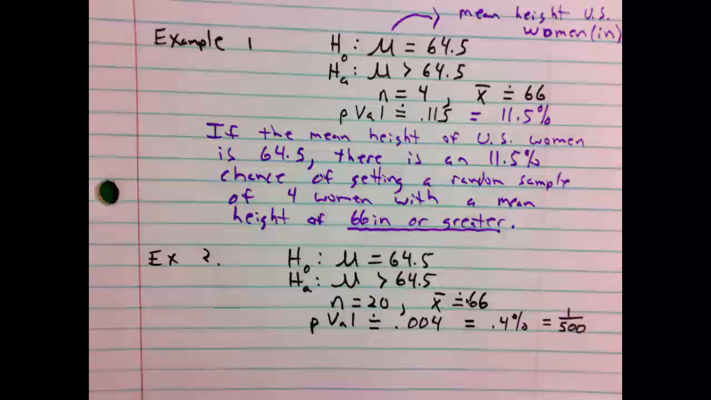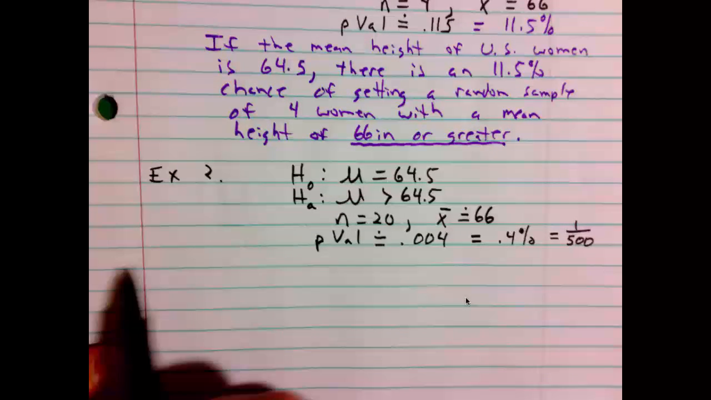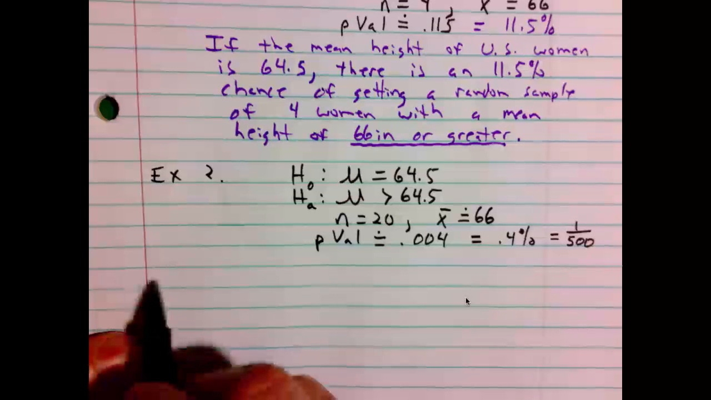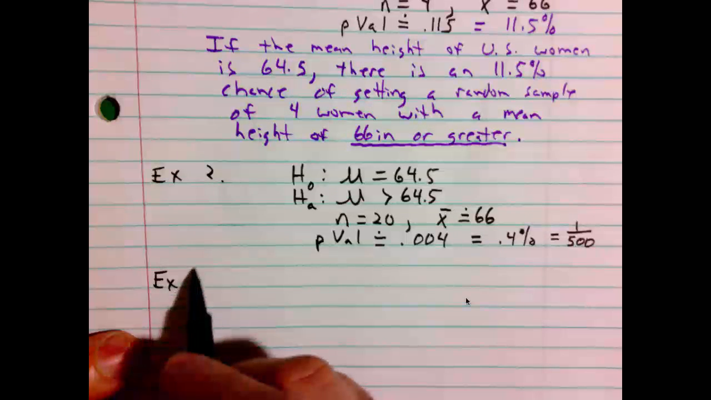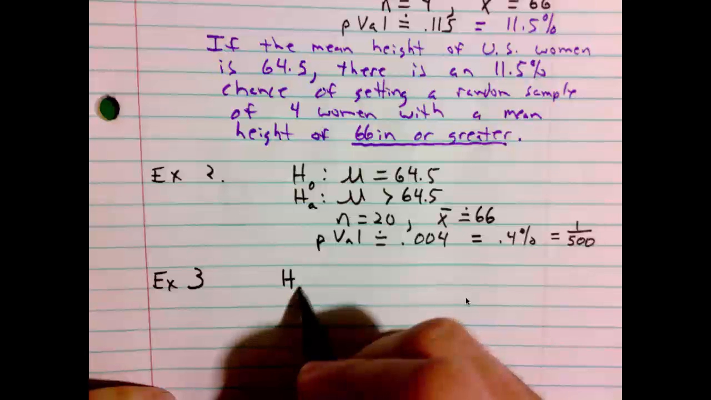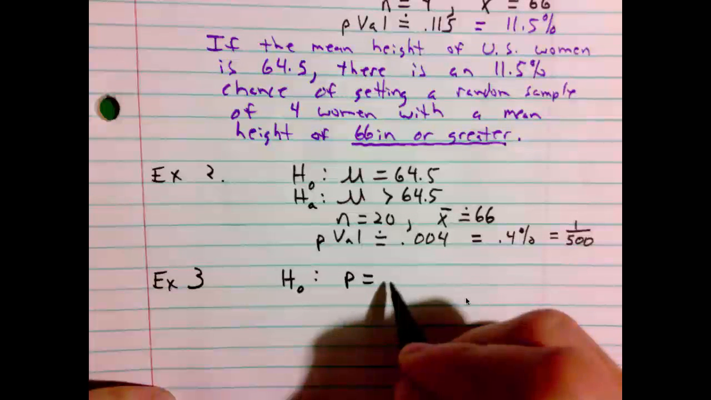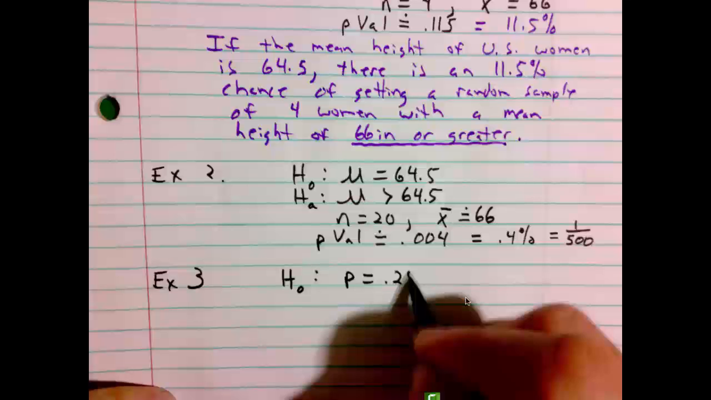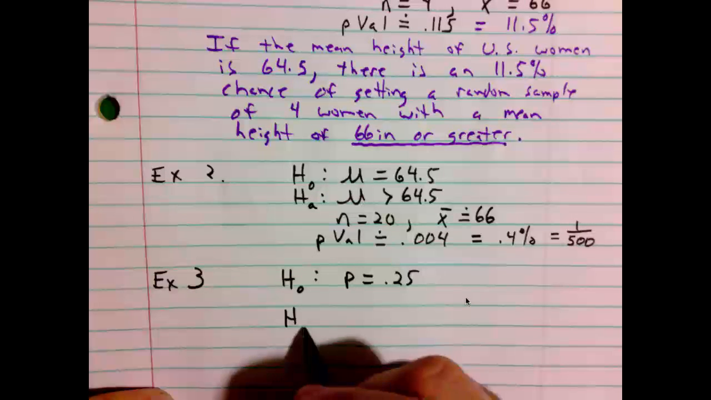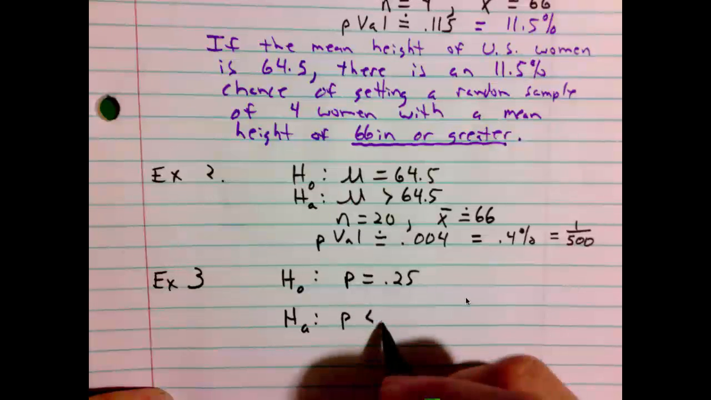I'm going to write one more example down, and I want you to attempt to interpret it. Example 3. All right, let's say that our H0, let's use a proportion this time. Our H0 is that P is equal to 0.25, and our HA is P is less than 0.25.